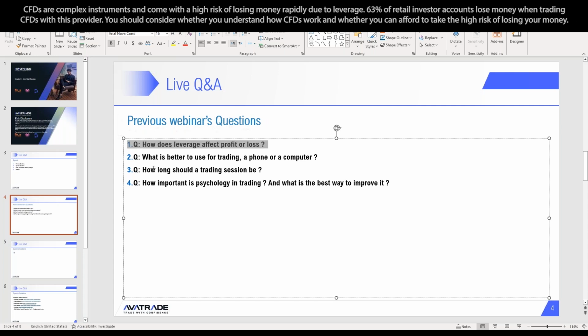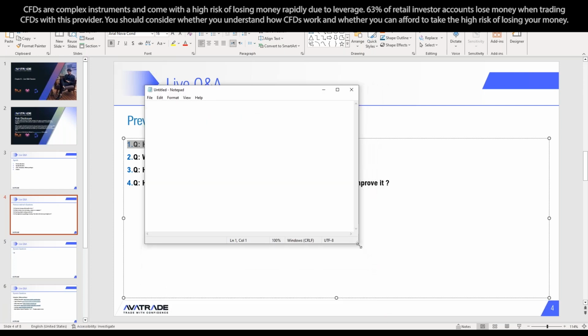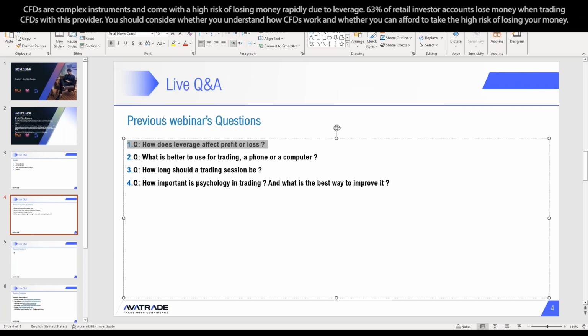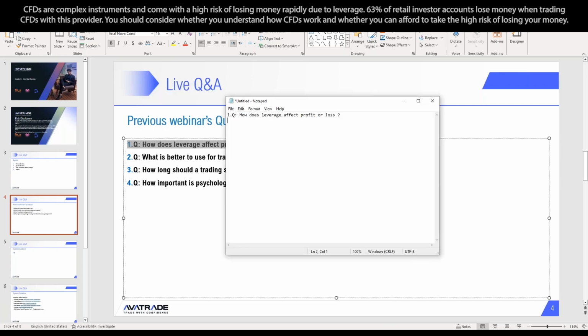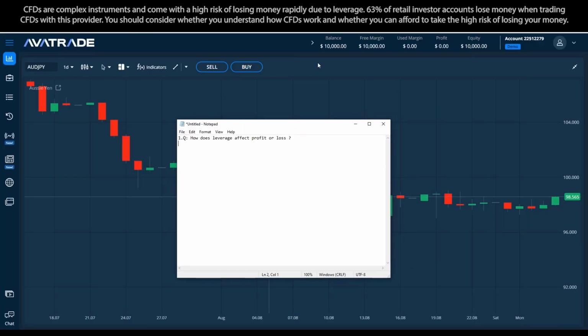We're going to have the first one to begin with. I would also like to have some place for my notes, and I'd probably suggest you guys do the same, obviously, if you'd like to take notes along the way. We're going to quickly take the question, paste it here, and then we can begin. All right, so how does the leverage affect profit or loss?